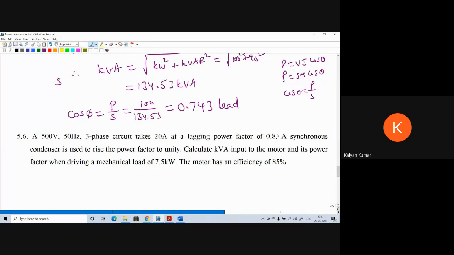A 500 volts 50 Hz three-phase circuit takes 20 amps at a lagging power factor of 0.8. A synchronous condenser is used to raise the power factor to unity. Calculate the kVA input to the motor and its power factor when driving a mechanical load of 7.5 kilowatts. The motor has an efficiency of 85%.